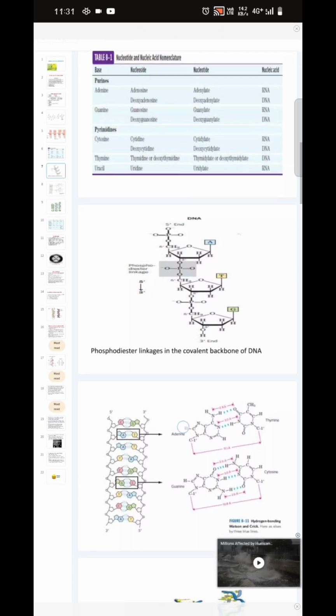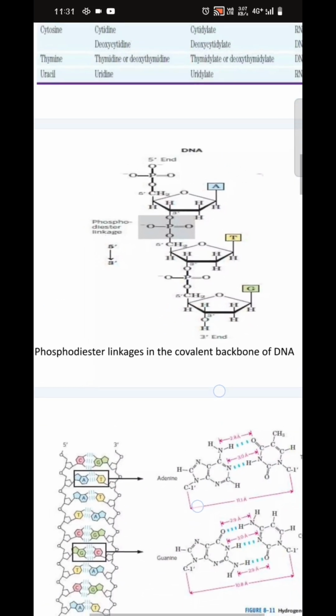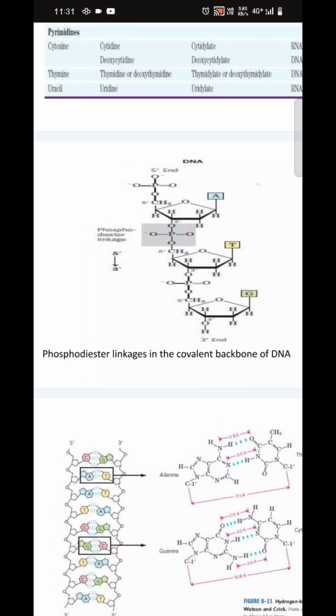Okay. Next, the 8th page. The phosphodiester linkages in the covalent backbone of DNA. Here, friends, is the structure. Phosphodiester linkages in the covalent backbone of DNA.